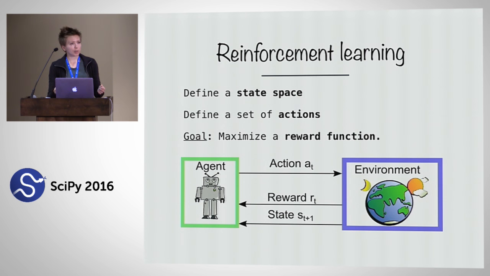So in reinforcement learning, you have the environment, which is the world, and you define a state space. And this is why we need humans for reinforcement learning algorithms, to define a good state space that really describes the attributes of the environment that we care about. And then we define a set of actions, which is how we will interact with the environment in a way that could potentially change our state.